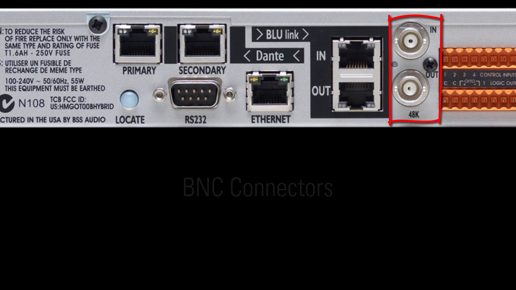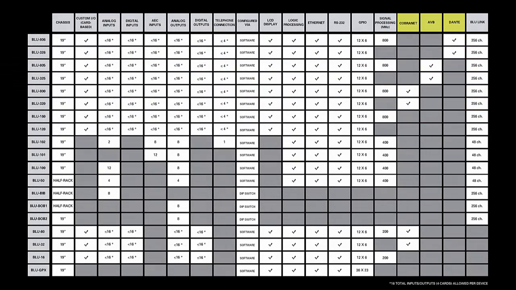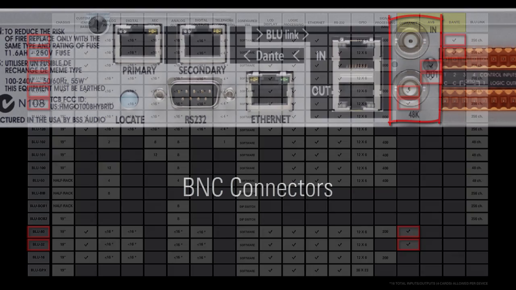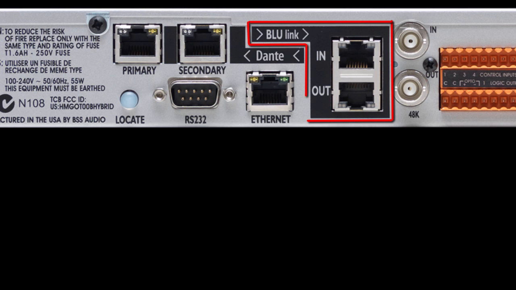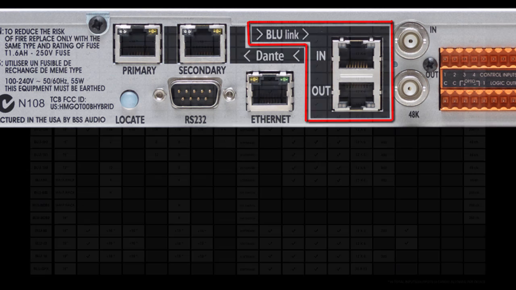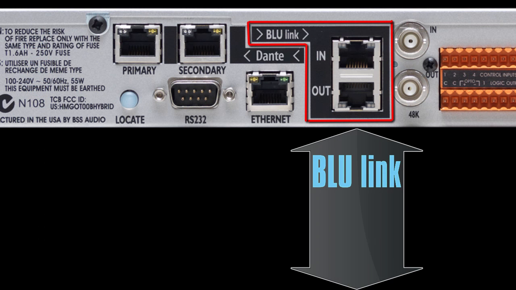These BNC connectors are found on any device which has an Ethernet-based audio transport. They're useful for synchronizing the device to an external digital word clock. These BLU Link ports are found on every device with the BLU Link feature. They allow BLU Link audio to stream in and out of the device.